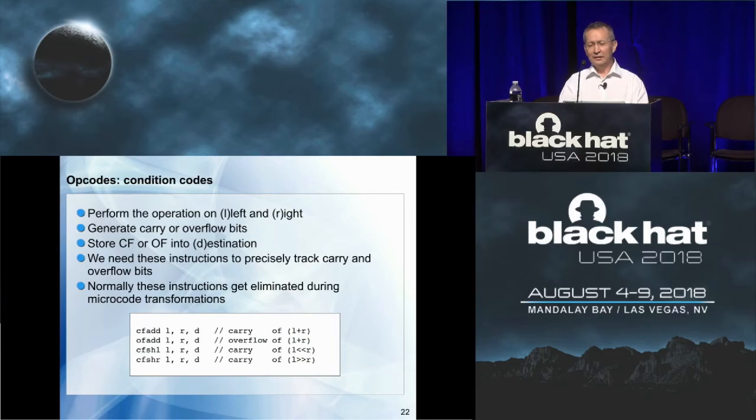Normally, they get eliminated during microcode transformations. Once we detect that add and ADC come in a pair, we will combine them into one big addition instruction, and CF add, for example, will simply disappear.